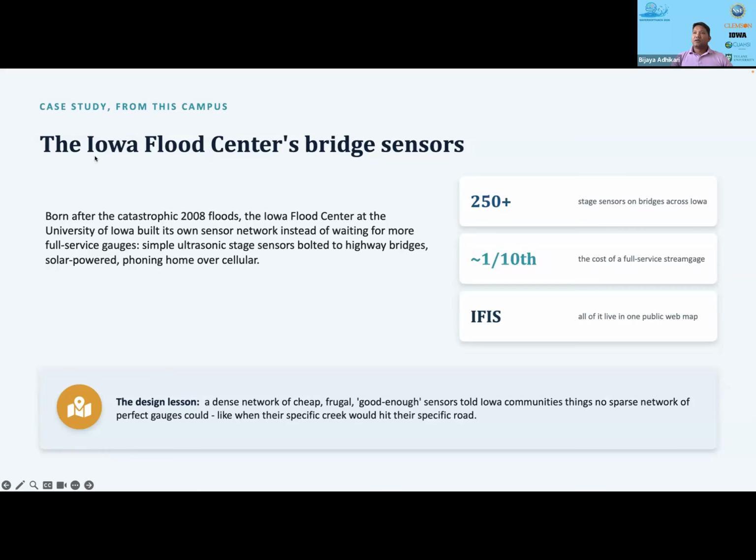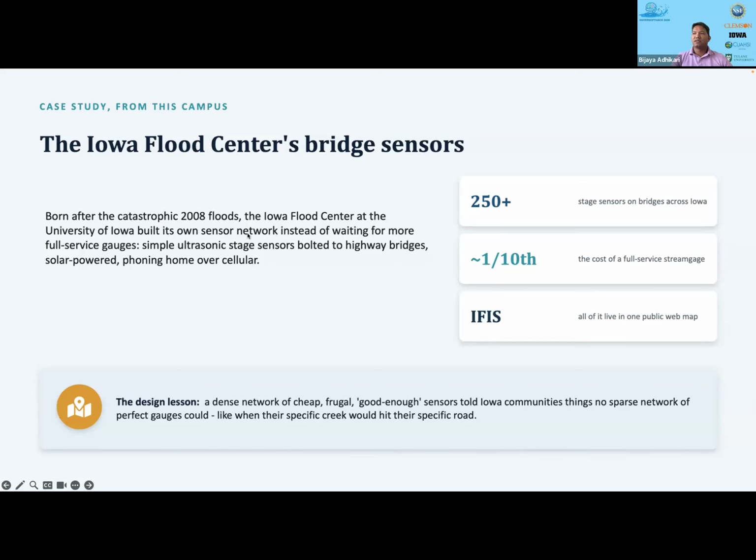Let's look at one example of an edge devices network. This is the Iowa Flood Center's bridge sensors. I think you might have used IFIS data. This is the data collected by the sensors in this network. There was a big flood here in Iowa, and the areas near the cities were drowned. Because of this, the Iowa Flood Center at the University of Iowa was born.